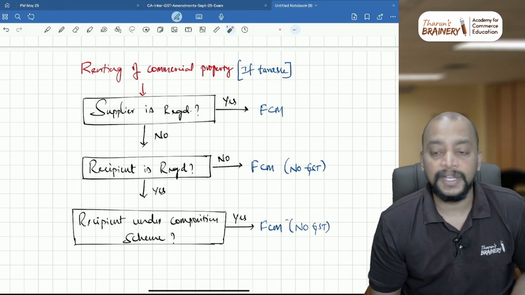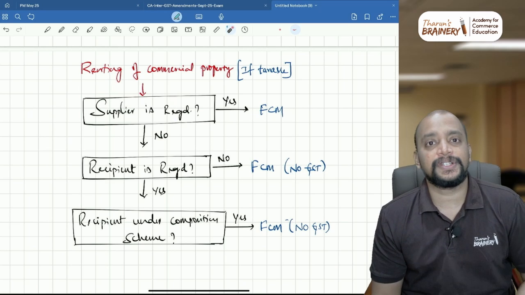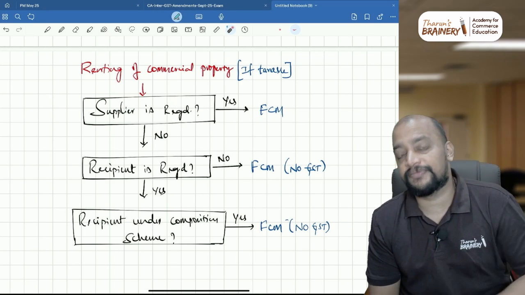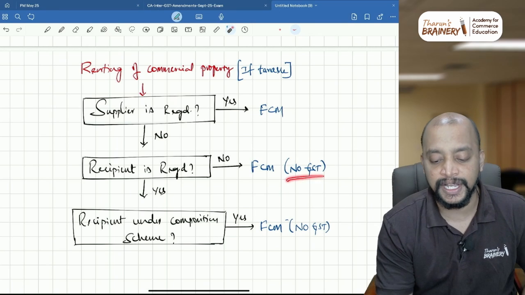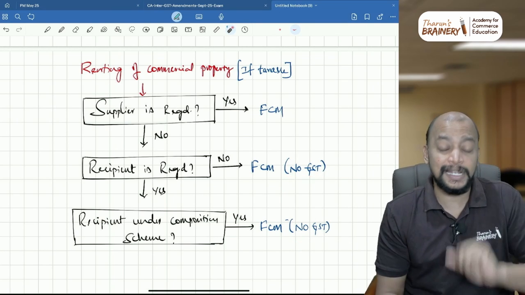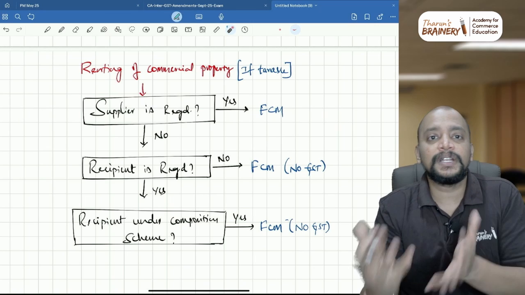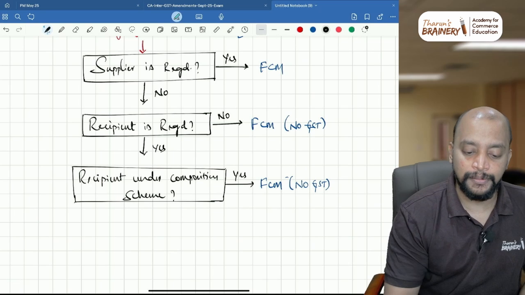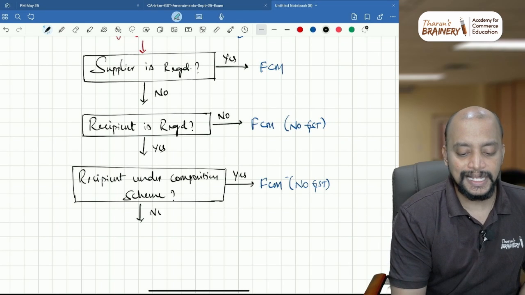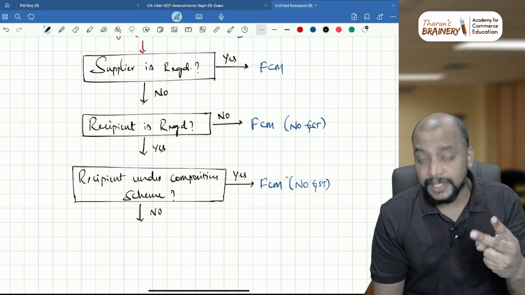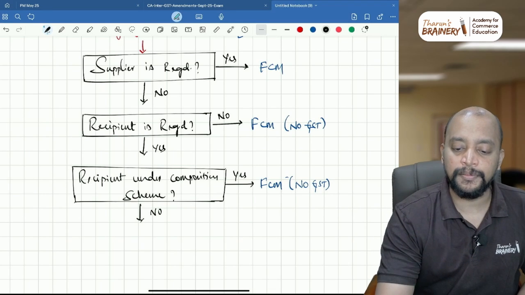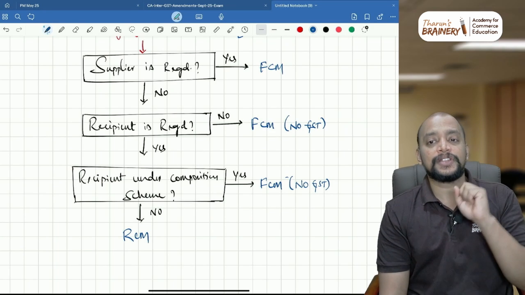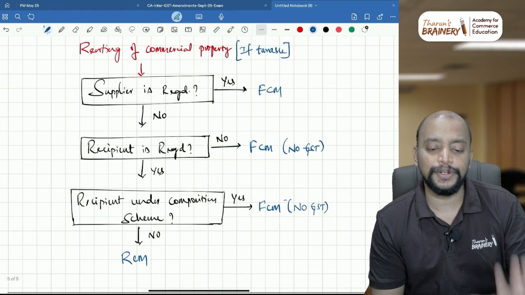Okay, then again check whether the recipient is under composition scheme. Yes, then also RCM not applicable, it is FCM, because the recipient should not opt for composition scheme, but there won't be any GST. Why there is no GST? Because the supplier is unregistered. It is coming under FCM, but the supplier is unregistered. So now recipient is under composition scheme, no. Supplier is unregistered, recipient is registered and not under composition scheme, then it will be RCM, where liability to pay GST is on recipient. So this is what you need to keep in mind.